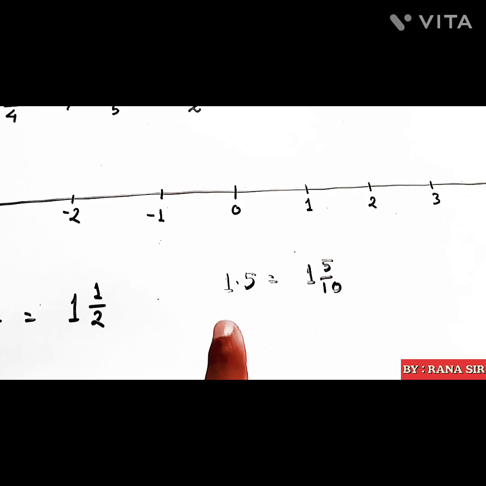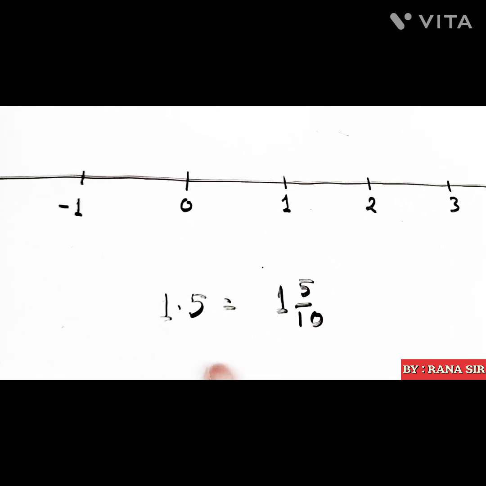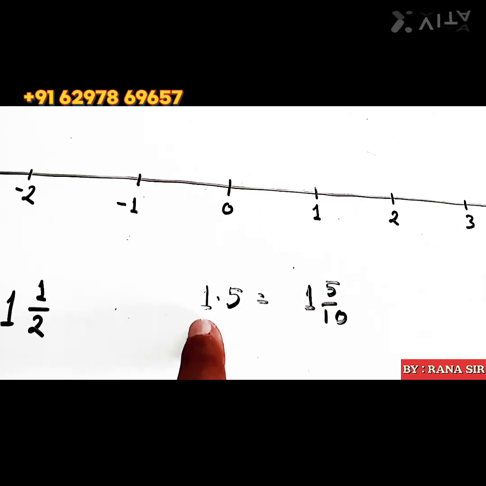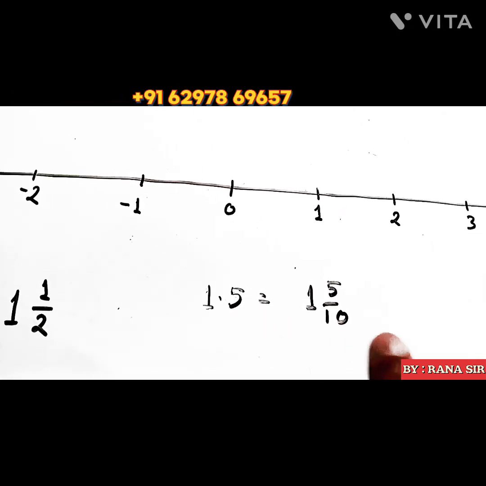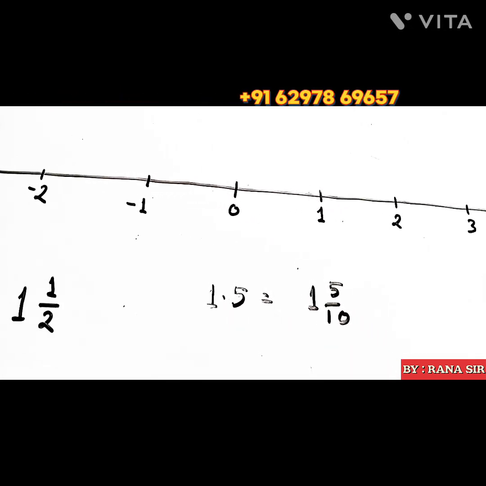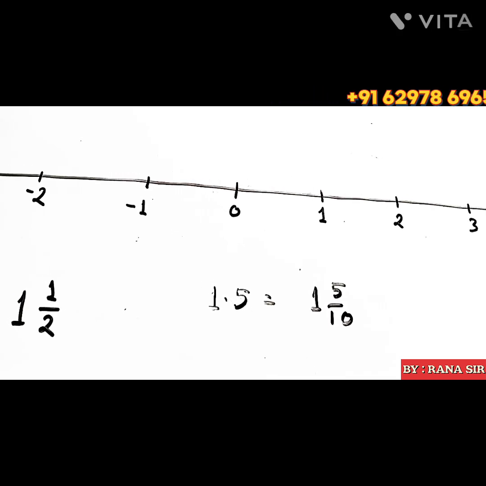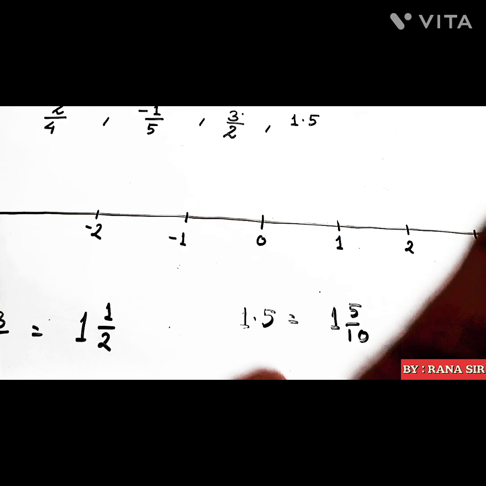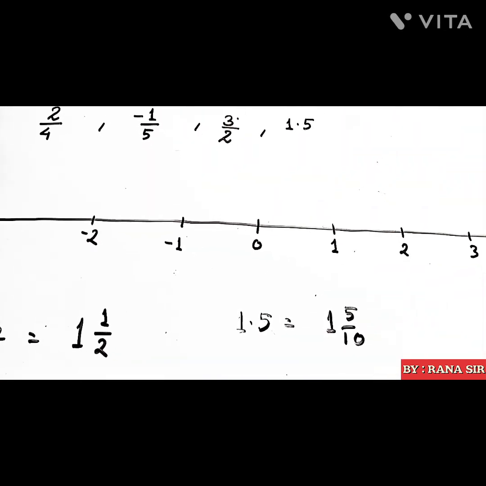Next is 1.5. What is the decimal to convert it to fraction? 1 is a whole number. What is 0.5? 0.5 can be written as 5 by 10. Okay, very good. I hope you have understood. We have to represent this whole thing on the number line.